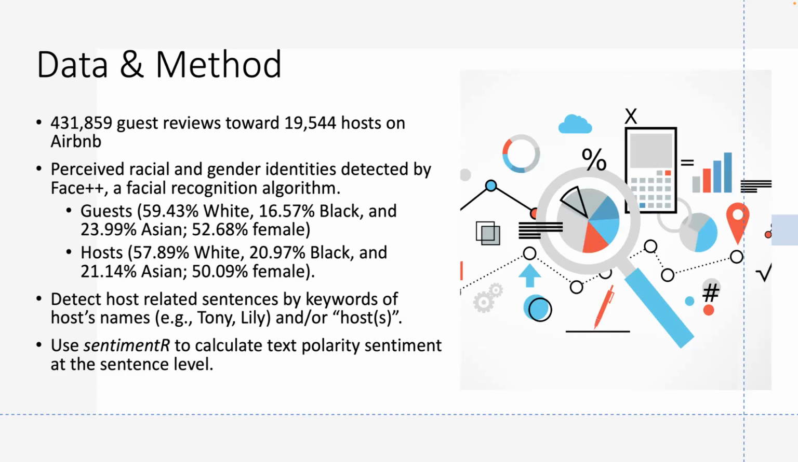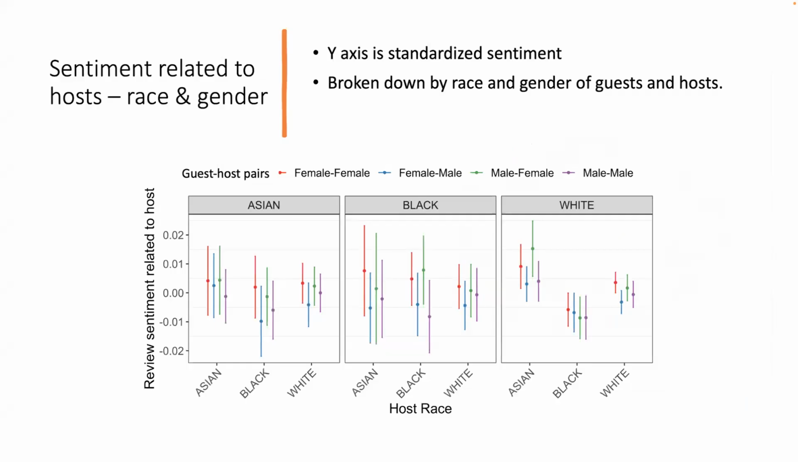Remember in the first tutorial, we talked about breaking down reviews by sentences. Here we essentially follow that method, but we further find out the sentences that are related to hosts, or the sentences about hosts. And then we use SentimentR again, and this helped us measure the sentiment expressed within the reviews. Now let's take a quick look at the results.